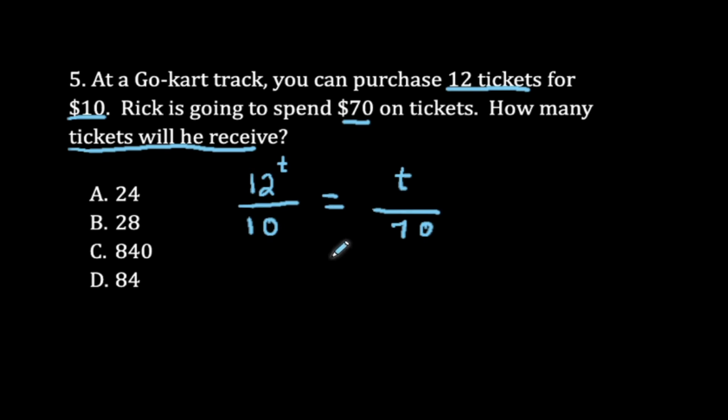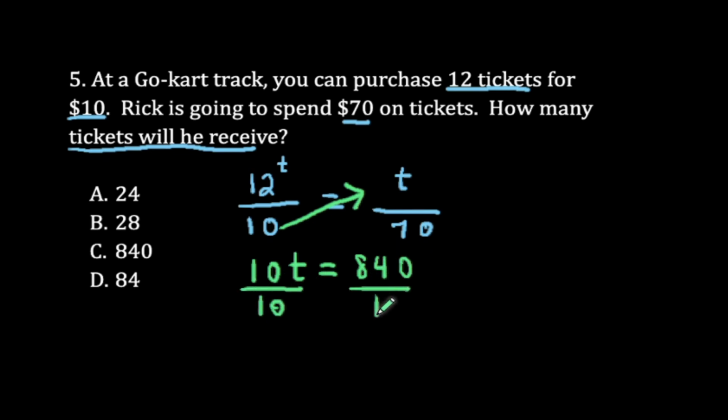Okay, so we see that we can cross multiply 10 times t, which is 10t, is equal to, and then we have 12 times 7, which is 84, add on the 0, so that's 840. Divide by 10. We can see that the two zeros can cross each other out, and so we're left with t is equal to 84. So that means he'll be able to receive 84 tickets, which is answer choice D.